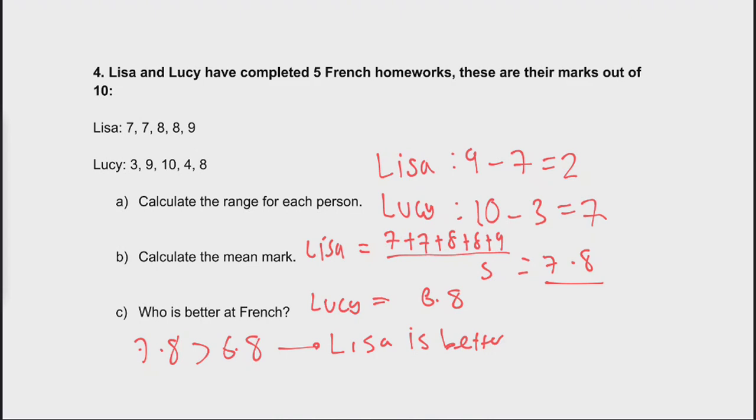Lucy has been the only one to achieve 10 out of 10, so she might have done well in that particular assessment. However, overall, her scores are a little bit shaky. But overall, when comparing performance, we are going to be looking at that average. And on average, Lisa has done better.